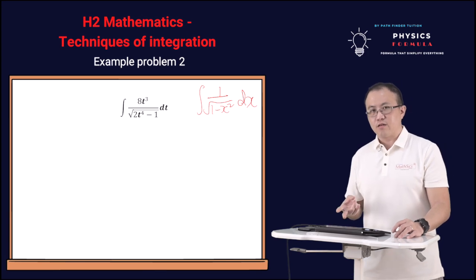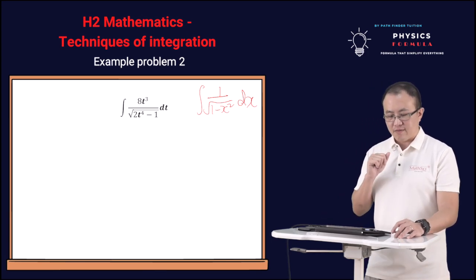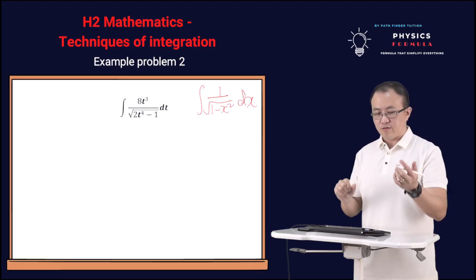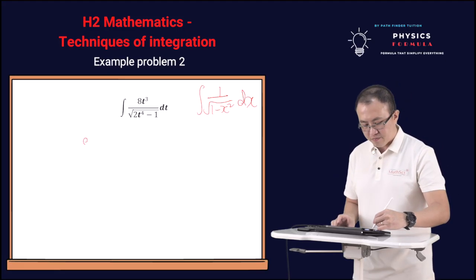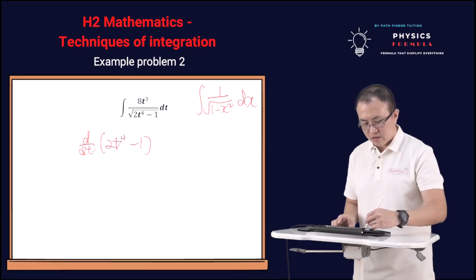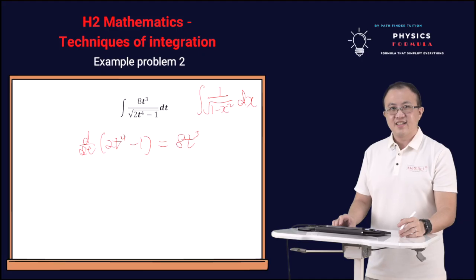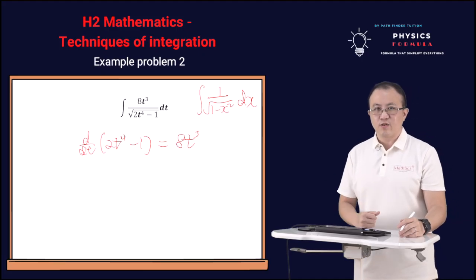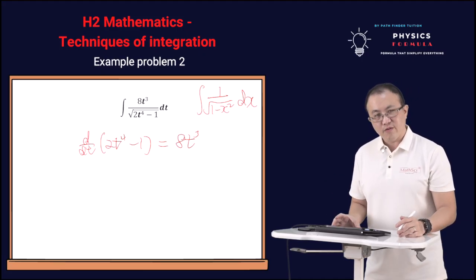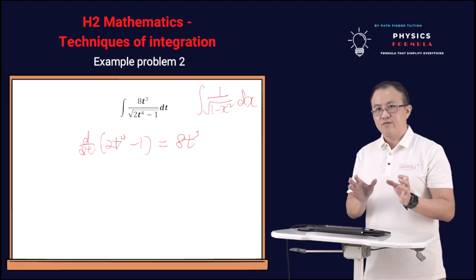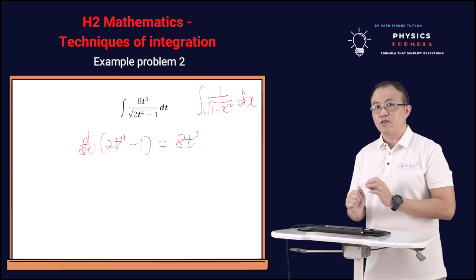Then the next thing I will check is, could this be the formula that we have learned? So once again, I will take the 2t^4 minus 1 and try to differentiate it. Then what do I get? I will get 8t cubed. Isn't that my numerator? Yeah. So in actual fact, this is once again the formula. So from here, I will continue. But the formula is the one for f prime over f(x). This one has a square root.